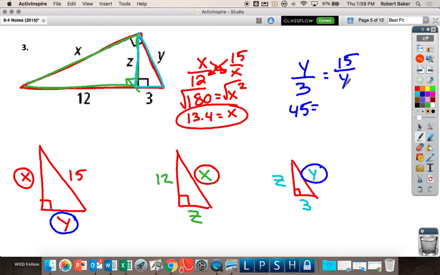Y times Y, Y squared. How do you get rid of Y squared? By taking the square root of both sides. So the square root of 45, 6.7. I have a Y value.